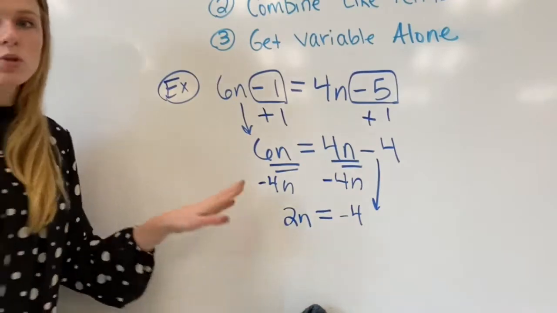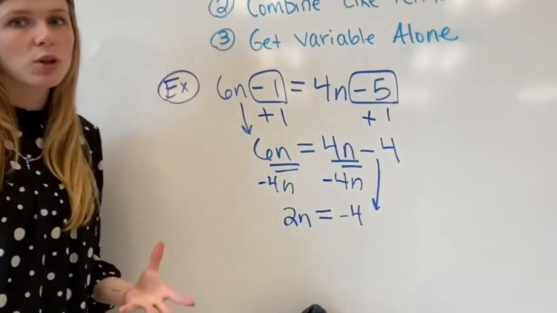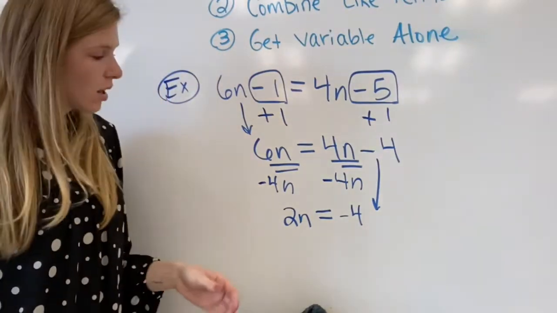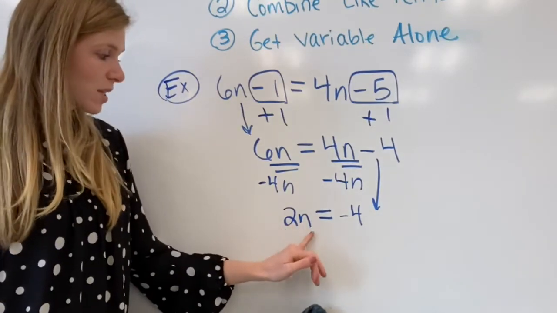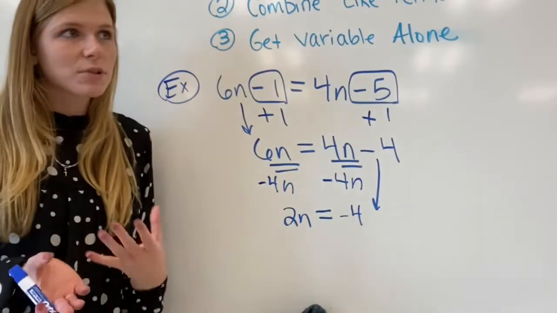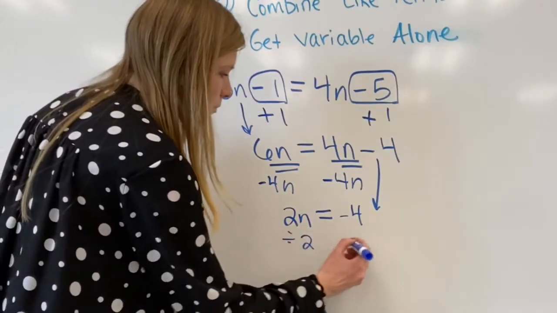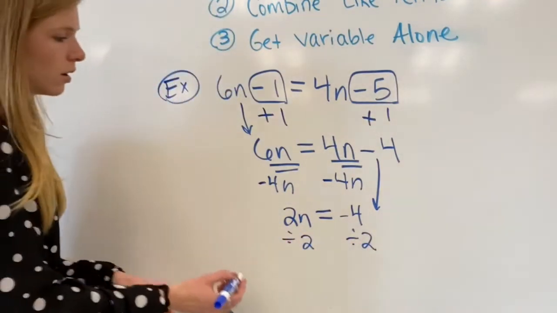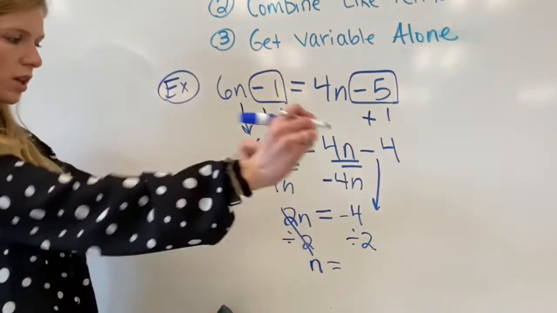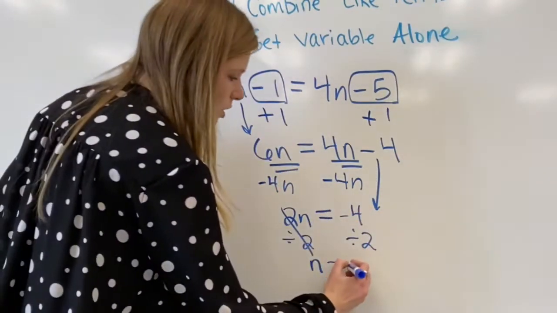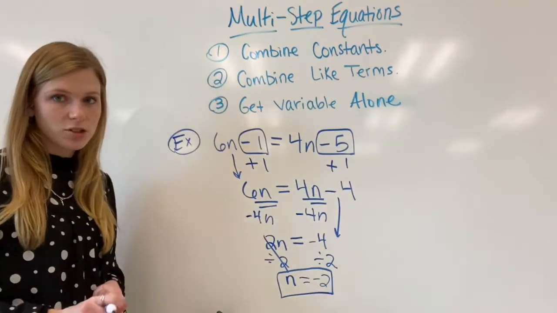So now I'm left with this one-step equation, in which I'm going to get the variable alone. You get the variable alone by undoing whatever operation you see. I see the 2 is in my way of getting n alone. This says 2 times n. So I know that the opposite of multiplication is division. So I'm going to divide each side by 2. That's going to equal 1 to leave my n alone, because remember, we're moving the 2 to the other side. And -4 divided by 2 is going to be a -2. So n equals -2 is my final answer.